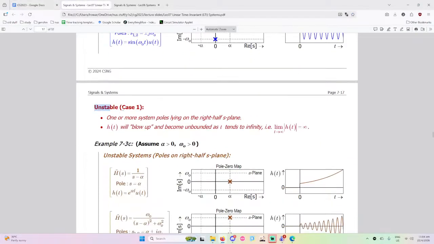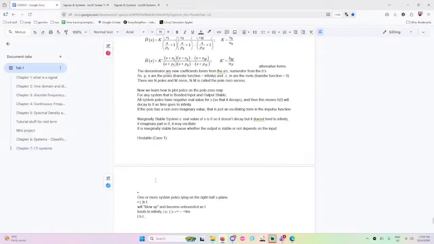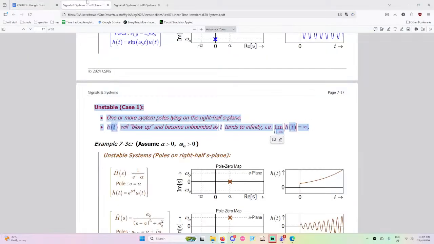The first case is that one or more system poles lie on the right half of the S-plane, which means the real part of poles is positive, larger than 0, and then the corresponding impulse response will blow up. Why will it blow up? We've learned just now that the real part of the pole will determine whether the impulse response will decay or not. If the real part of the pole is larger than 0, it means that the magnitude will increase with time. Therefore, we say it will blow up.